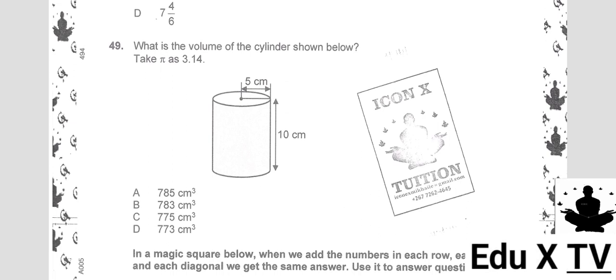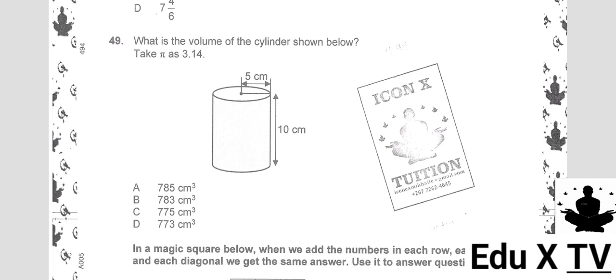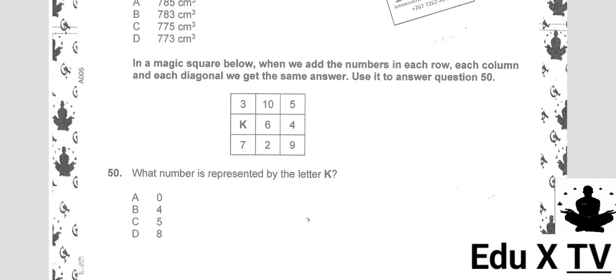Number 49. What is the volume of the cylinder shown below? Take pi as 3.14. The answer is A. In the magic square below, when we add the numbers in each row, each column, and each diagonal, we get the same answer. Use it to answer question 50. Number 50. What number is represented by the letter K? The answer is D.